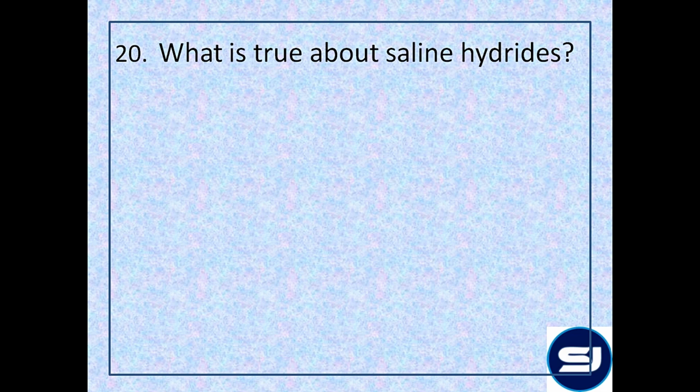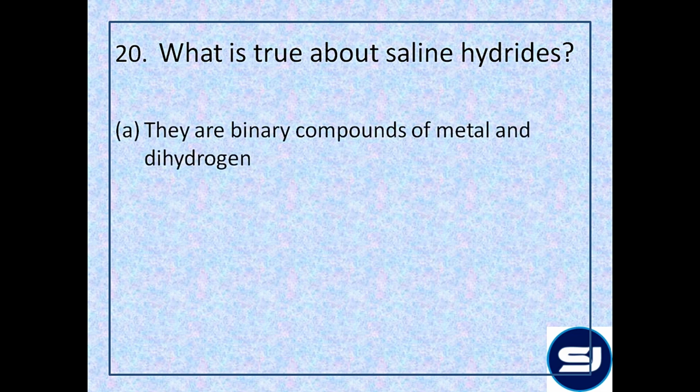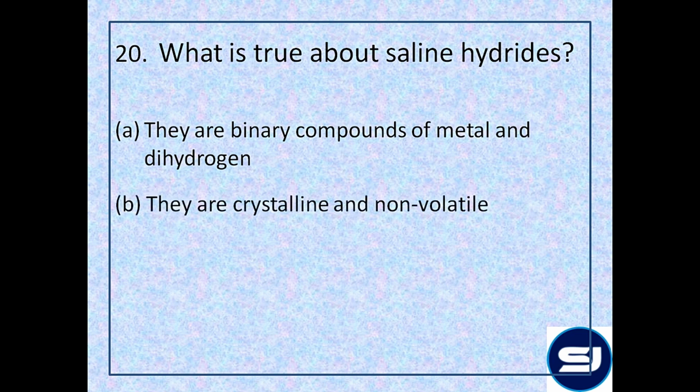What is true about saline hydrides? They are binary compounds of metal and dihydrogen. Yes. They are crystalline and non-volatile. Since they are ionic hydrides, they are crystalline in nature and they have a high boiling point, due to which they are very less volatile or non-volatile.